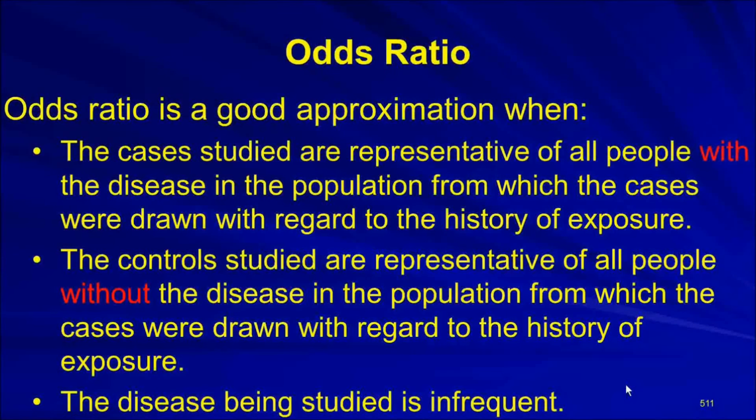and we already talked about a group that we selected that wasn't very representative of the population. We just showed that. We went through that process. The controls studied are representative of all people without the disease in the population from which the cases were drawn with regard to the history of the exposure. And the disease studied is infrequent. So you use an odds ratio when the disease studied is infrequent.